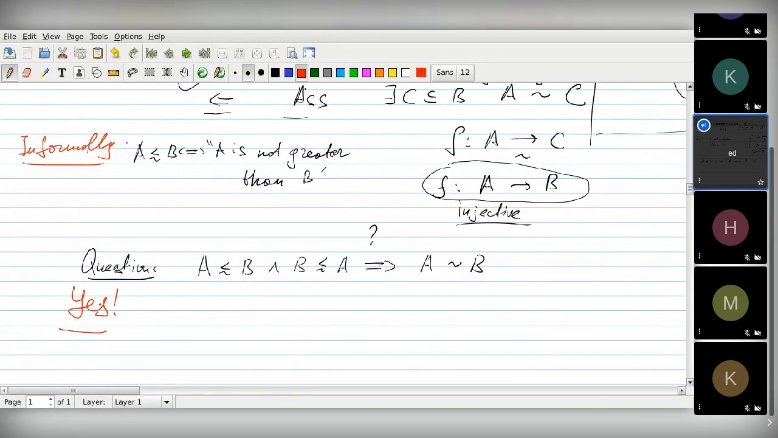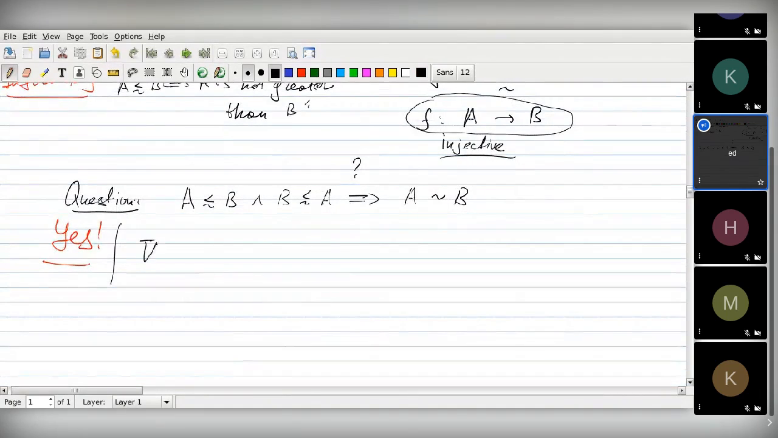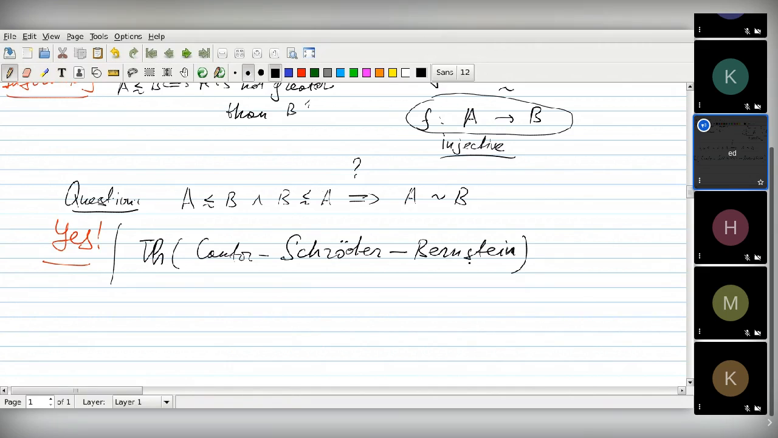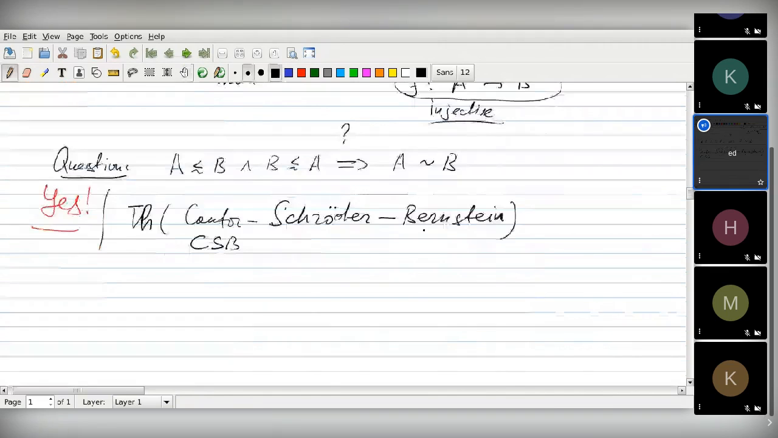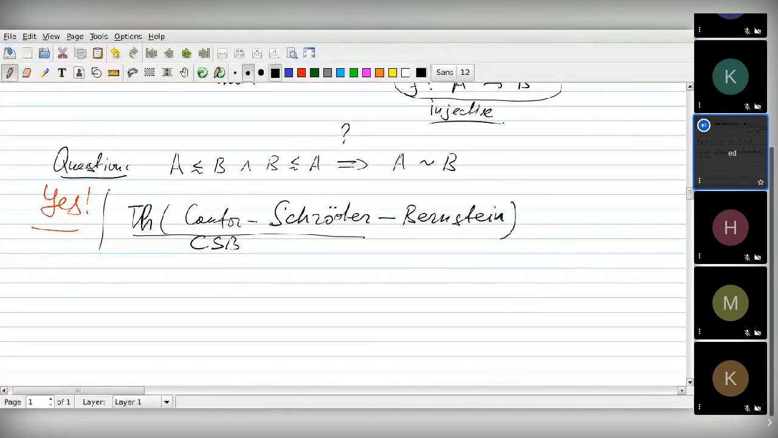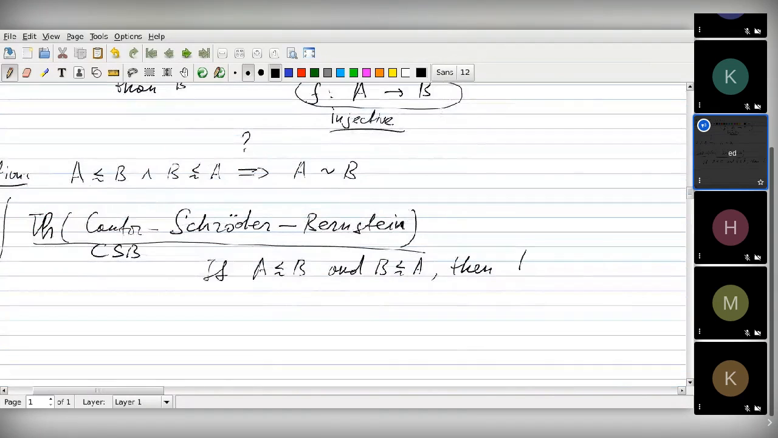So yes, that's true. But it is not that easy to prove this theorem, which is known as the Cantor-Schroeder-Bernstein Theorem, or simply CSB. The Cantor-Schroeder-Bernstein Theorem says exactly that. If A is embeddable into B and B is embeddable into A, then it's necessary that there is a bijection between A and B. So if two sets are mutually embeddable, they are equivalent. I won't prove it.